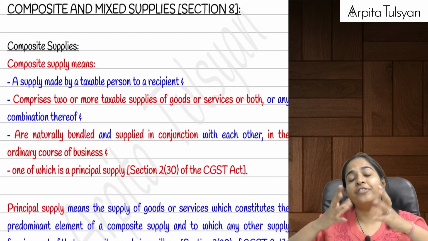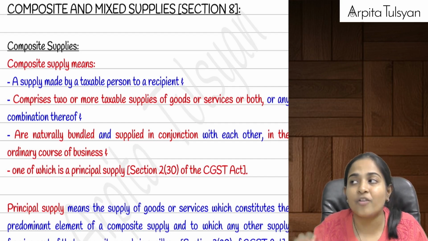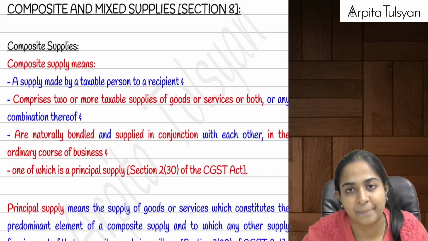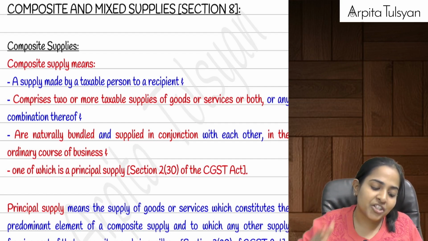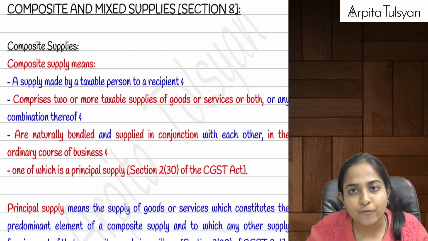And out of these supplies, one of the supplies is the main supply, or a principal supply. In such a case, such a supply will be called a composite supply. Ma'am, can you give an example for the same?